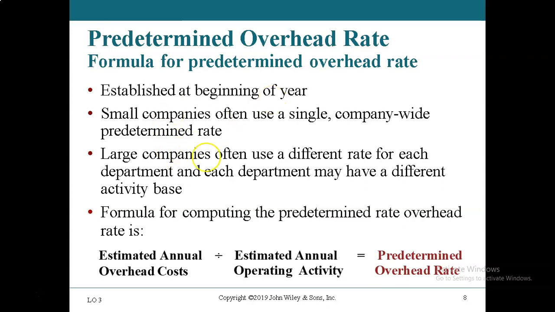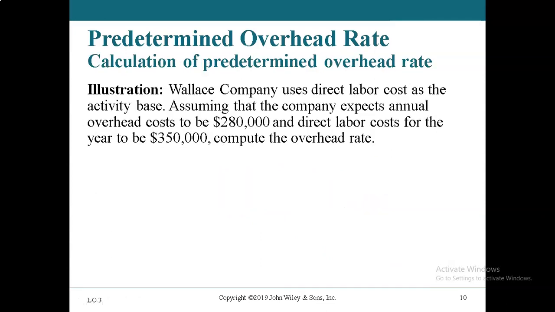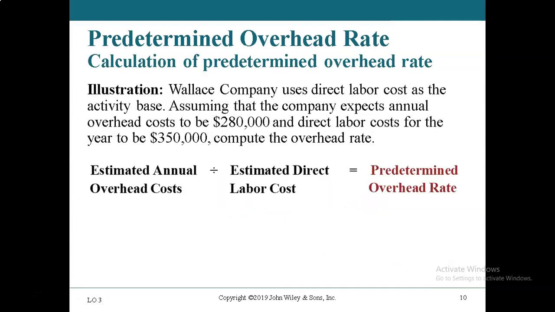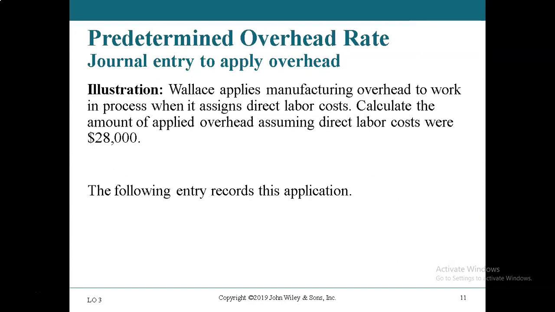You can see here that the formula for predetermined overhead rate is estimated annual overhead cost divided by estimated annual operating activity. That's the predetermined overhead rate, and we use the rate to assign overhead to different products. So we can figure out the rate by taking estimated overhead divided by some estimated cost driver. That's going to give you the predetermined overhead rate. Okay, it's 80 cents or 80% here.